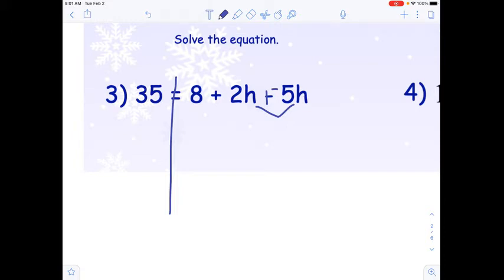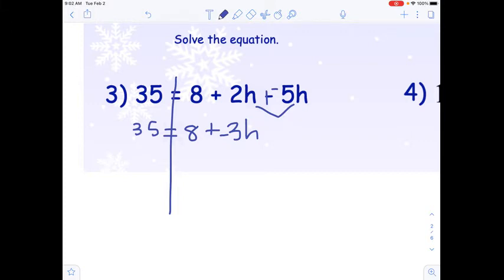I'm going to rewrite this as 35 equals 8 plus, and then 2h take away 5h. They have different signs, so I subtract. 5 minus 2 is 3, and it's going to be negative because -5 has a larger absolute value. So 35 equals 8 plus -3h.